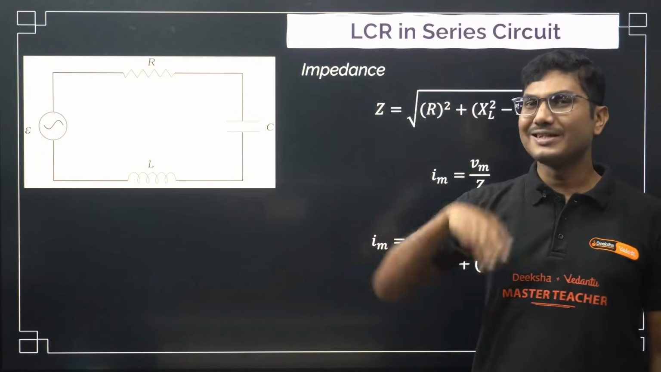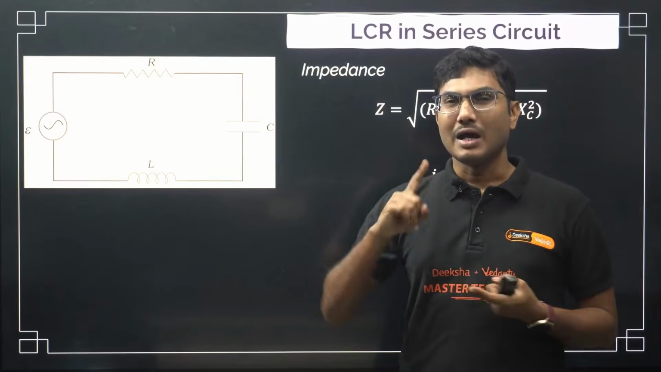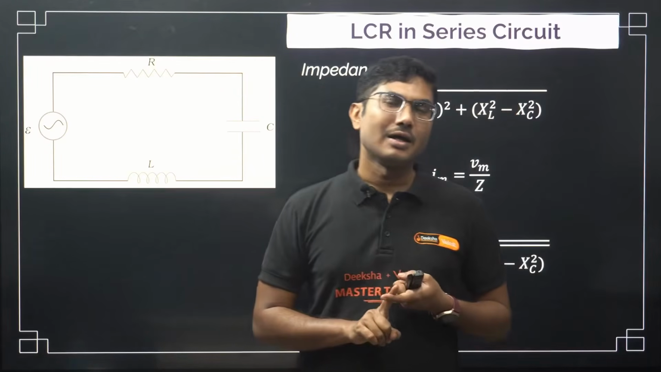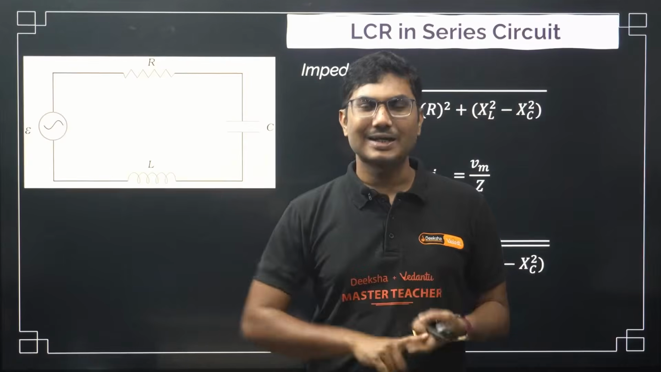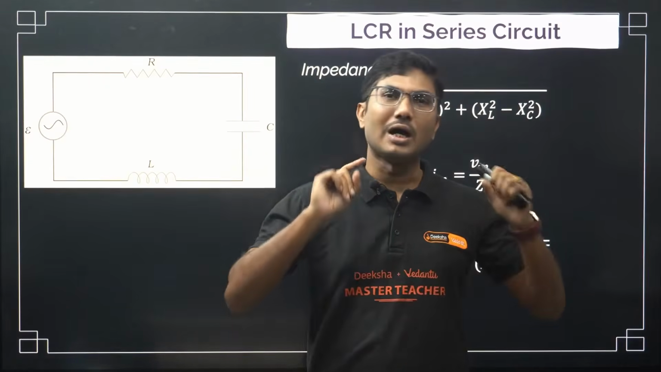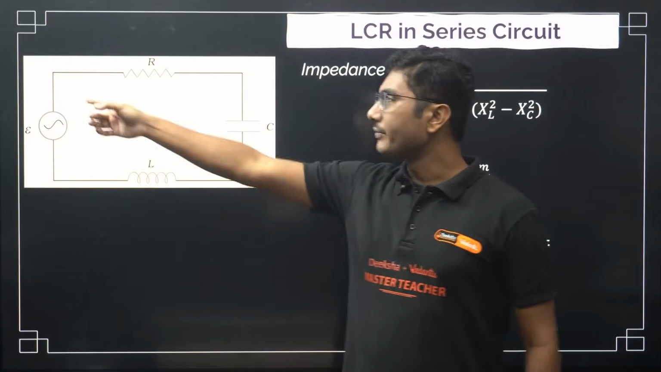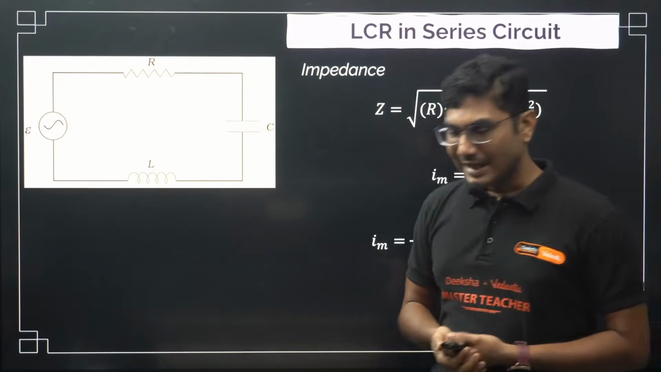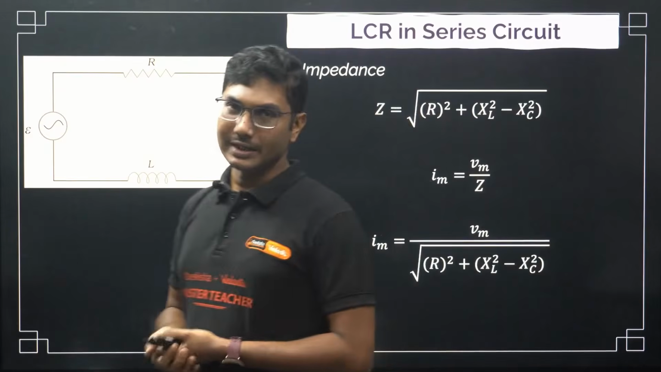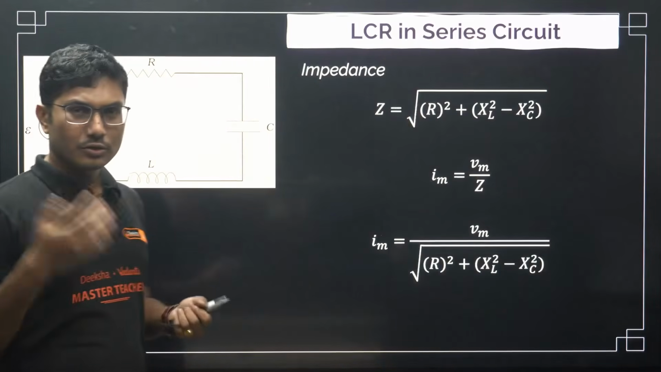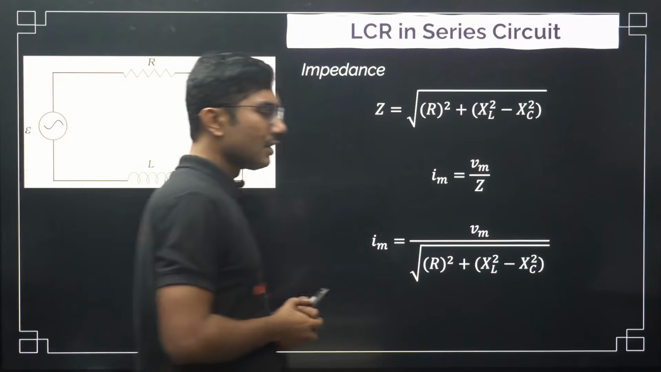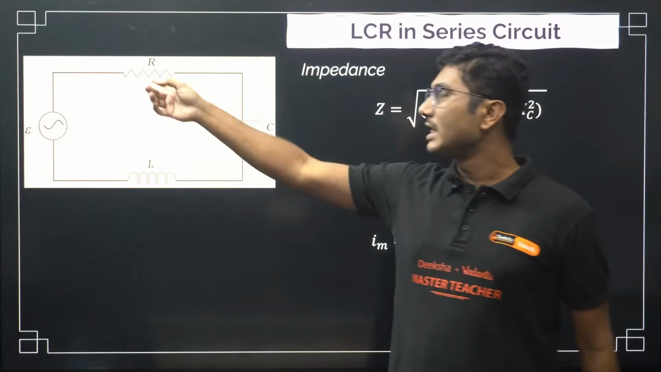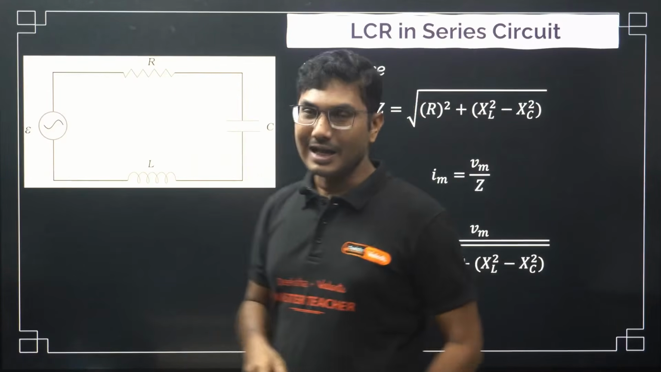Previously, we learned 3 cases where we connected a resistance, an inductor, and a capacitor, but each was alone, single. If you connect them in series with an AC source, then it is called an LCR series circuit. An LCR parallel circuit is also there, but that is not part of our syllabus, so I am not discussing that. So the LCR series circuit is connected like this.